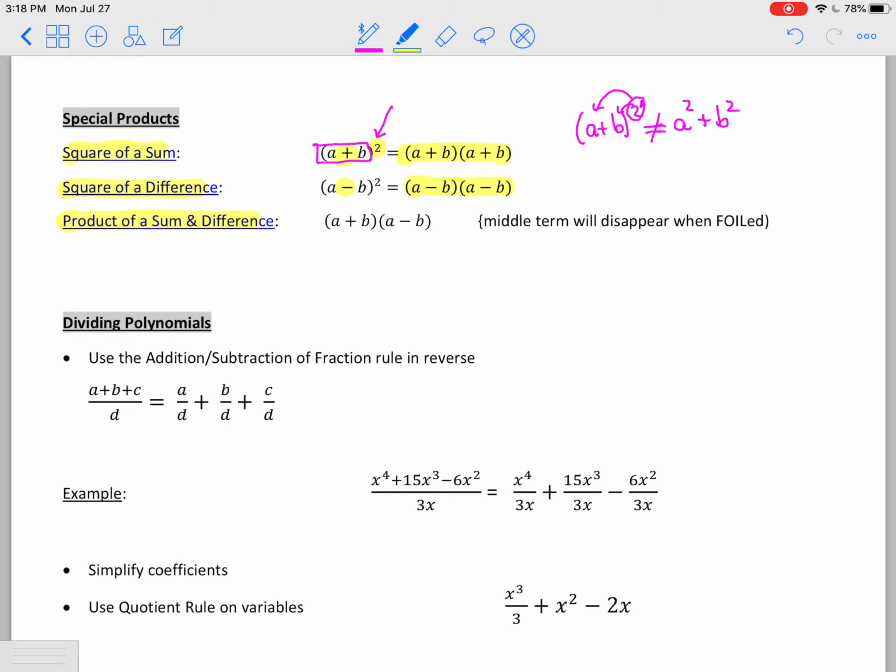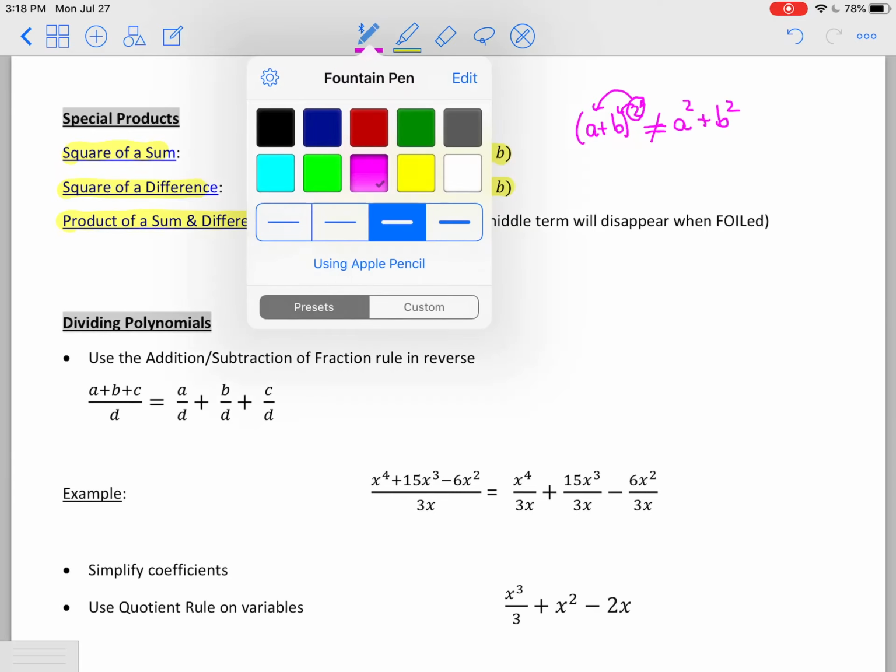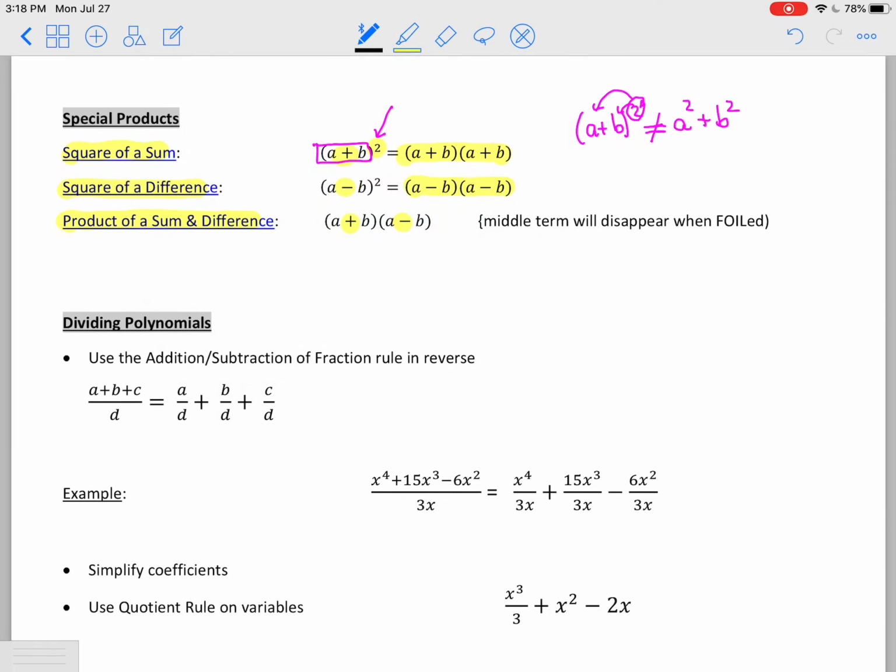And then we have a product of a sum and difference. Okay, so we've got a plus b times a minus b. And the cool thing about this is that the middle term will disappear after you FOIL that. Let's actually try that. Okay, so let's FOIL this baby.